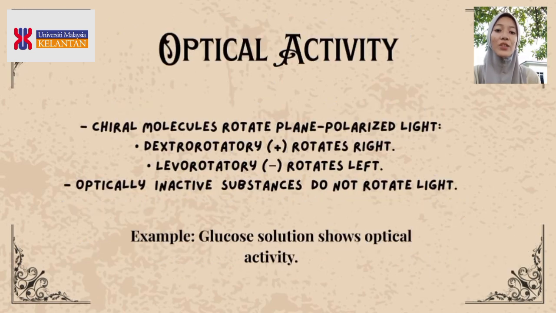Now let's talk about optical activity. Because chiral molecules are not symmetric, they can rotate plane polarized light. If the light turns to the right, it's called dextrorotatory, and if it turns to the left, it's called levorotatory. Some molecules like glucose show optical activity because they are chiral.